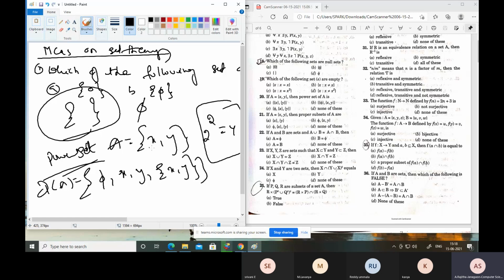So how many subsets do we have for this? This is a subset, and this is a subset, and this is a subset. For this set, these three are the subsets. So these three are the proper subsets. So phi is a subset of x comma y, x is a subset of x comma y, y is a subset of x comma y. So x y is equal to x y. Then the next.